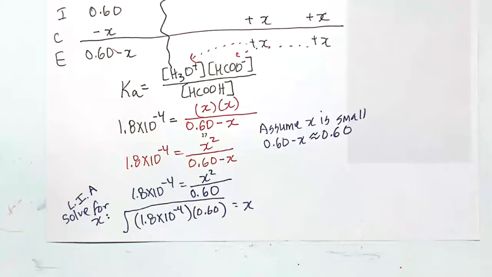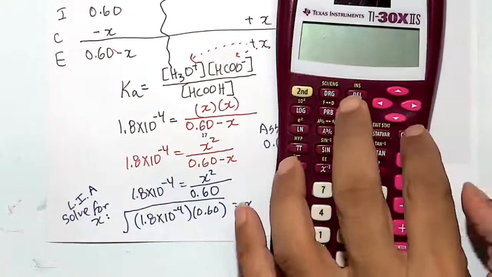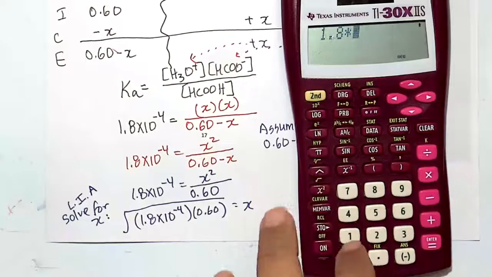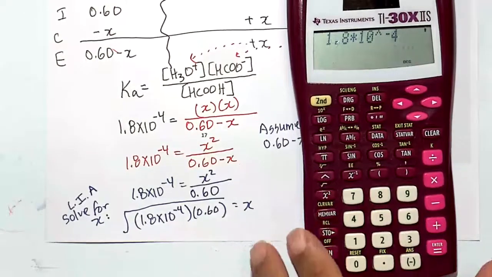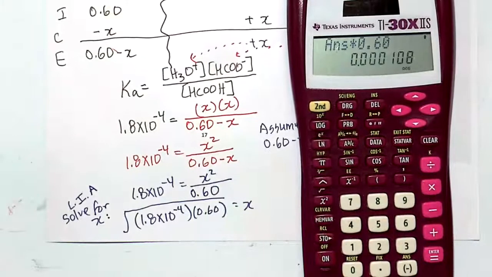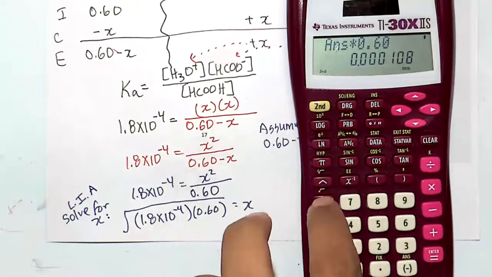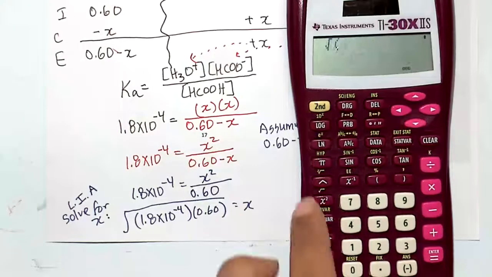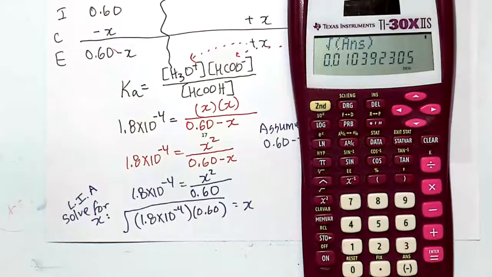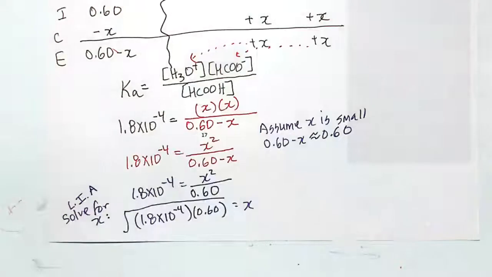What is x? Can we do this on our calculator? So 1.8 times 10 to the minus 4 times 0.60, and we will square root that, isolating x. That's my square root button, hard to find. And I'm getting 0.0104 big M.